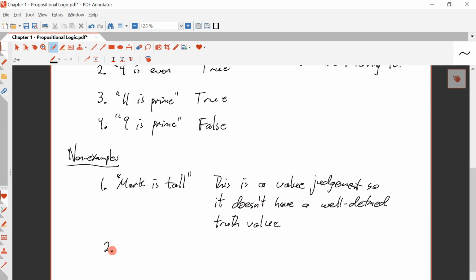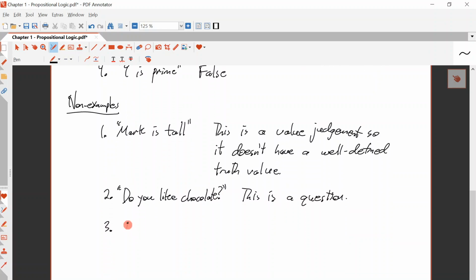One more. 2, do you like chocolate? I mean, this is a question, which doesn't have a truth value. 3, Barney, horse.